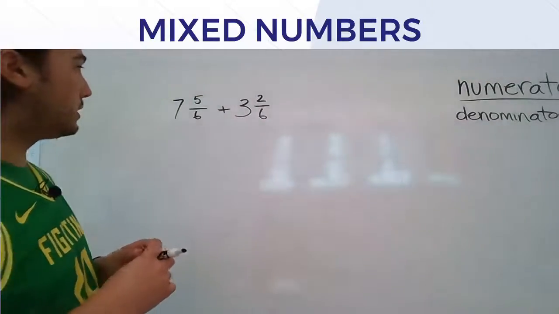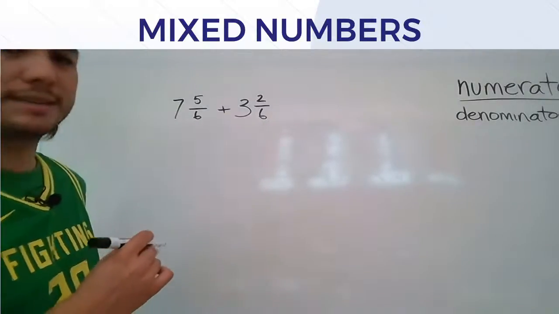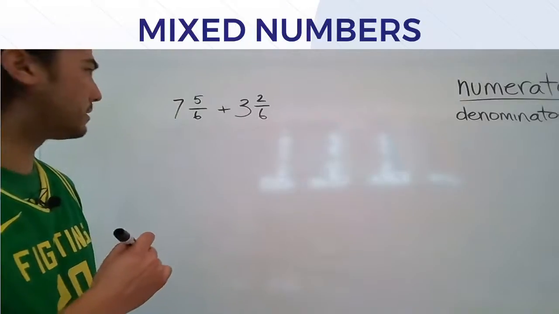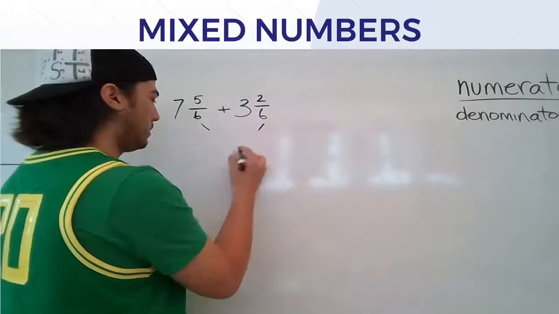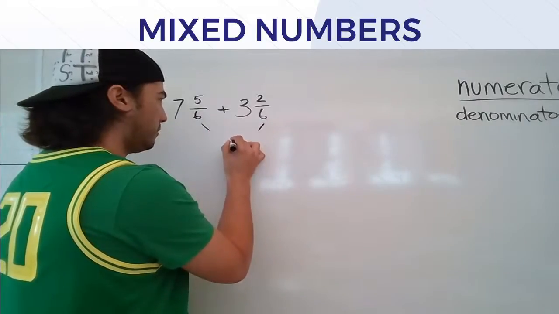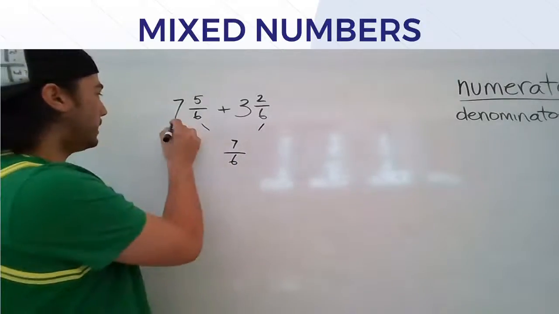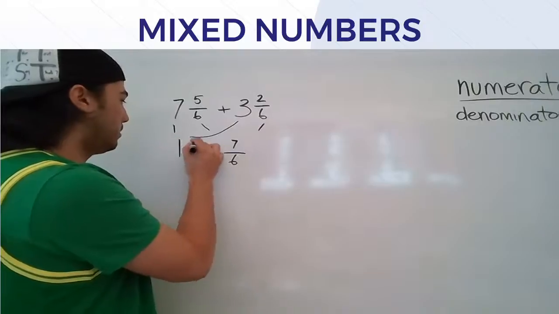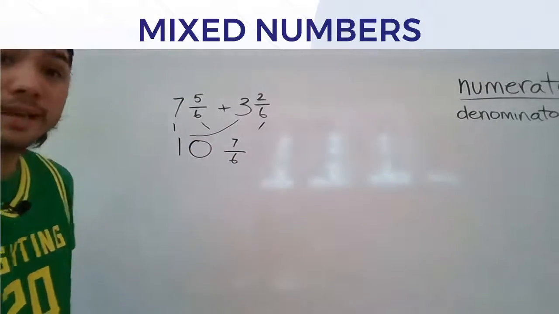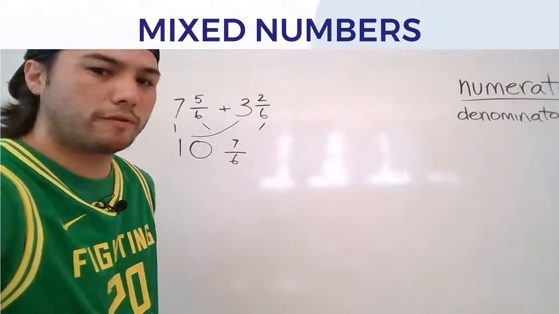Okay, so let's think about first our fractions. 5/6 plus 2/6, right? Denominator stays the same. 5 plus 2 is 7/6. And then let's add our whole numbers. 7 plus 3 is 10. Could you leave it as 10 and 7/6? Sure, for now. However, see if you can go further.